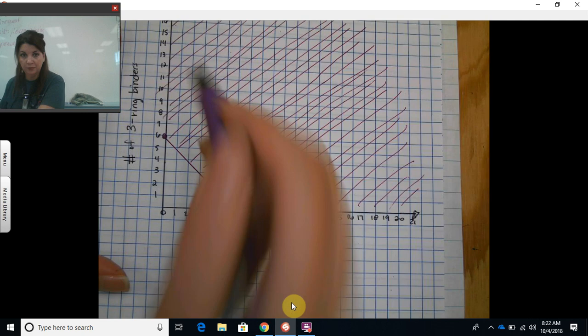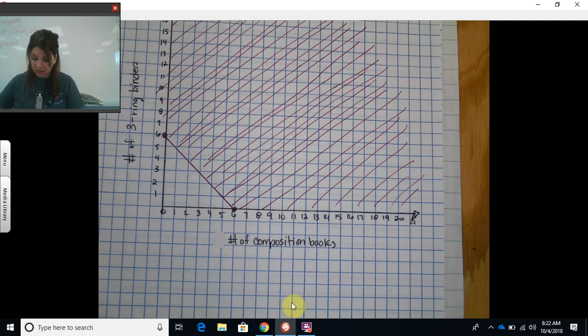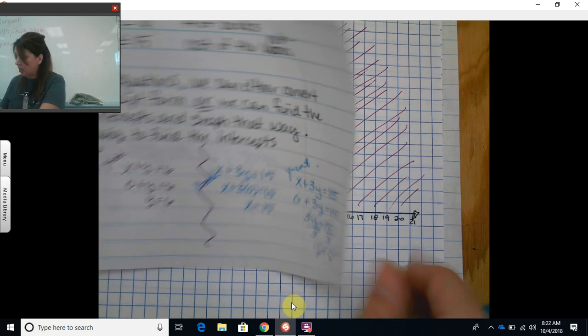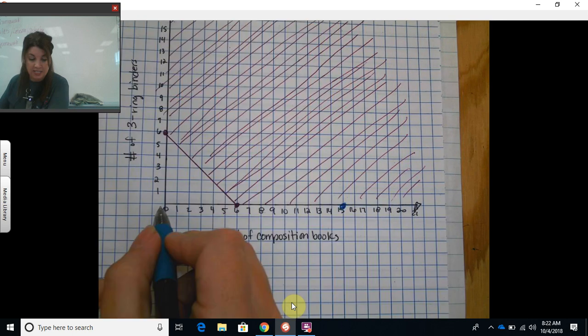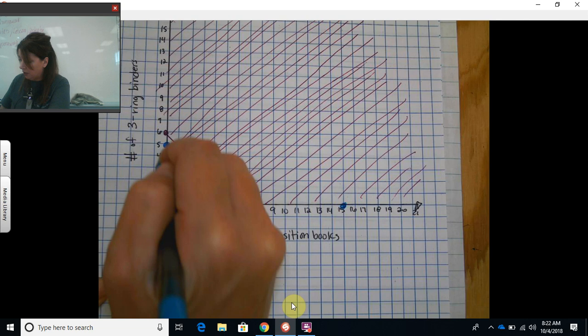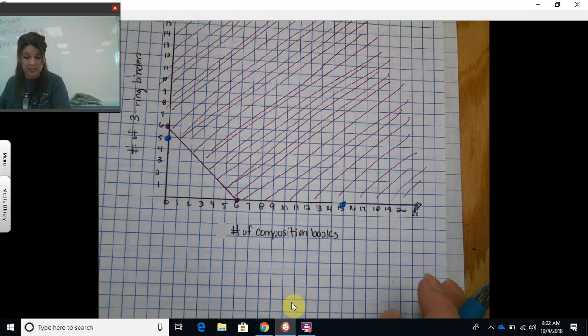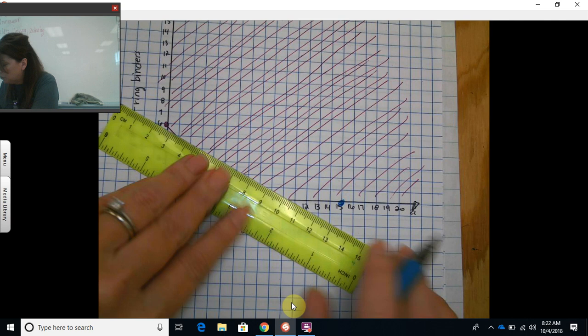Okay. My other inequality was about the cost of the books. The number of composition books at $1 each and $3 for each 3-ring binder had to be less than or equal to $15. For that one, we found that our x-intercept was 15, our y-intercept was 5. So if we bought 15 composition books, we could buy 0 3-ring binders. If we bought 5 3-ring binders, we would buy 0 composition books. And that was a less than or equal to, so because of the equal to part, it's a solid line.